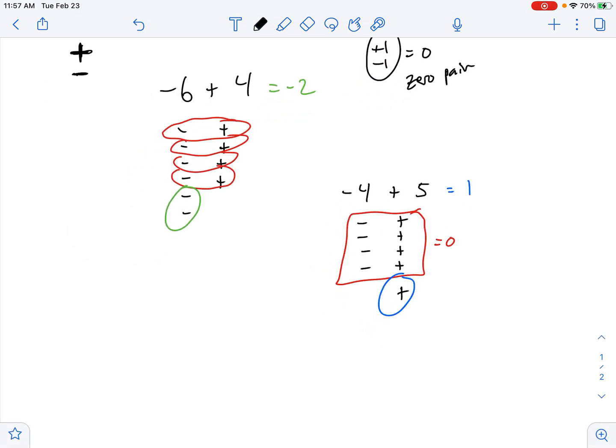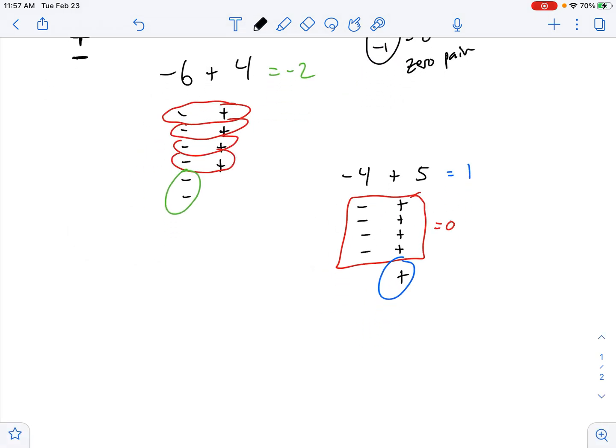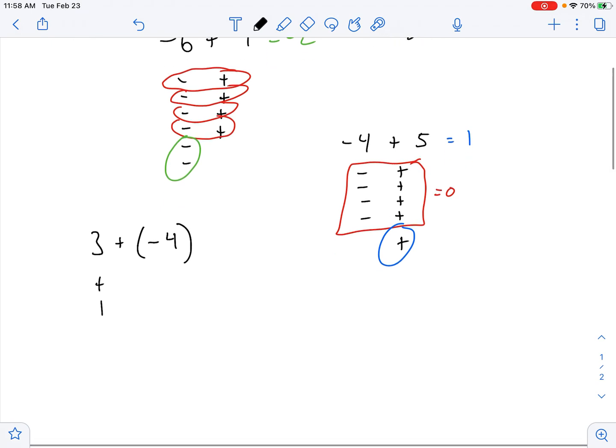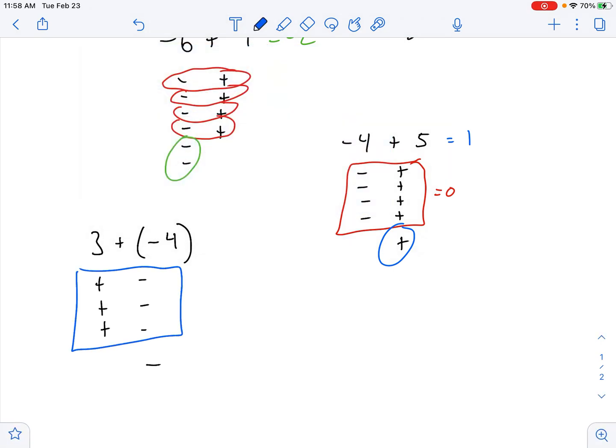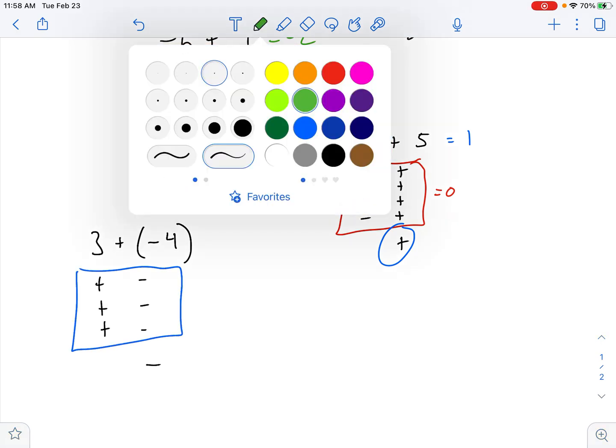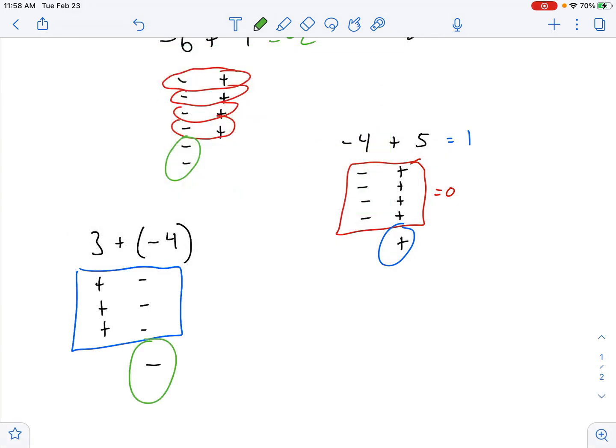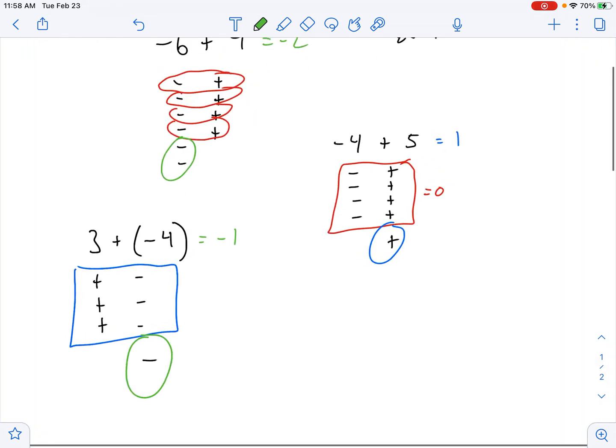Let me start with a positive this time. Let's start with +3, and then we'll add some negatives to it. This parenthesis here is not like an order of operations parenthesis. It's just to organize it. So let's say plus -4. I have 3 on my chipboard, and I'm adding 4 negatives to it. I notice that I have 3 zero pairs, and I'm left with 1 negative left over. So 3 plus -4 is -1. That's what it looks like when you're adding.